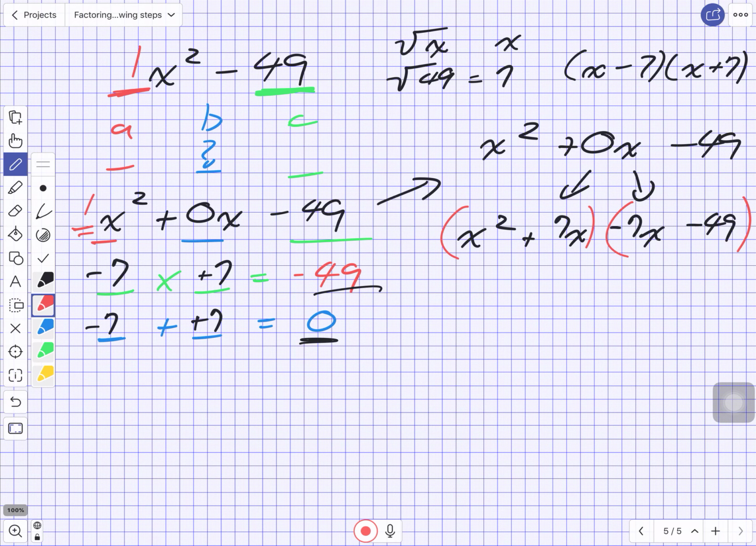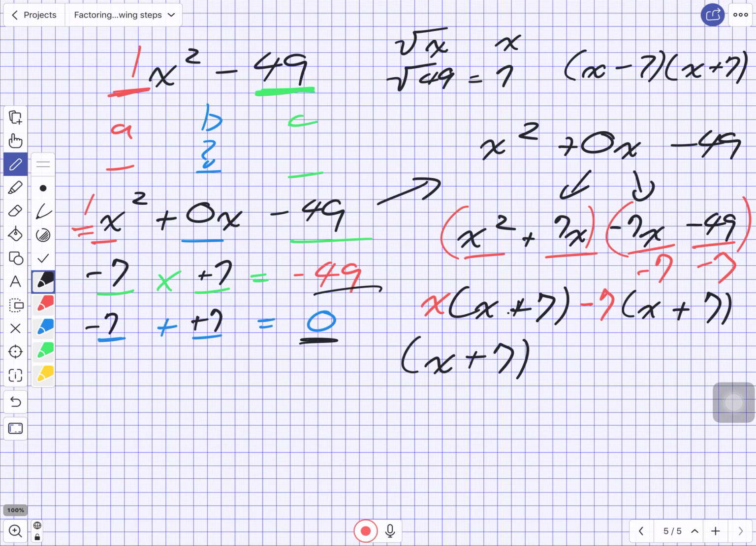What's the greatest common factor of the first pair? X. So we take x out, and we're left with x plus 7. What about the second pairing? 7. I mean, negative 7. Yeah, negative 7 is even better than 7. Negative 7, and we get x plus 7. So again, these two brackets are the same, so we can common factor that out. So we have x plus 7, and then we have x minus 7.